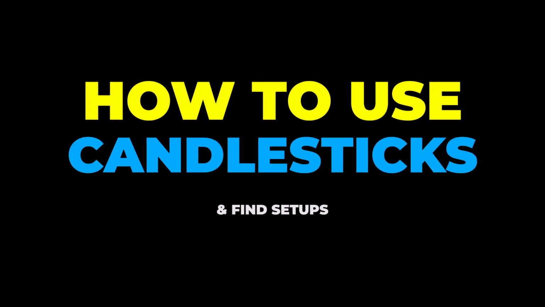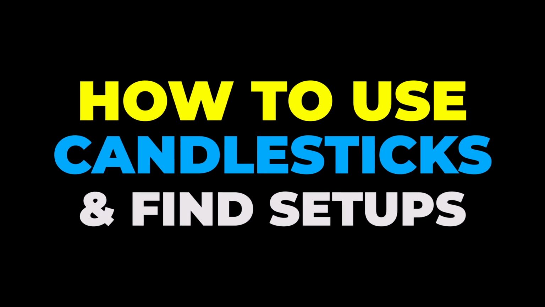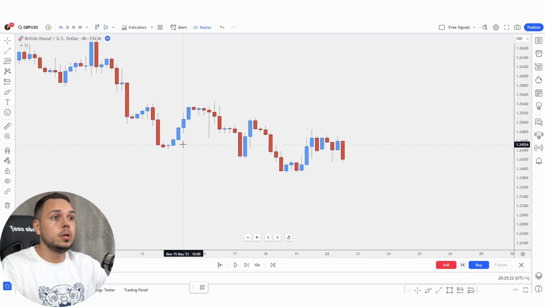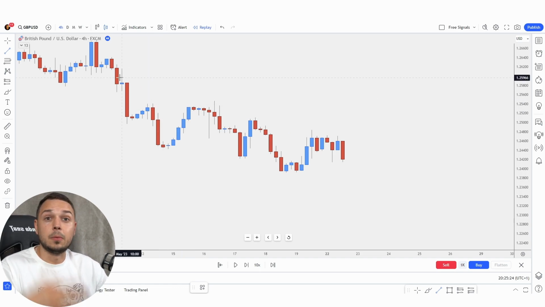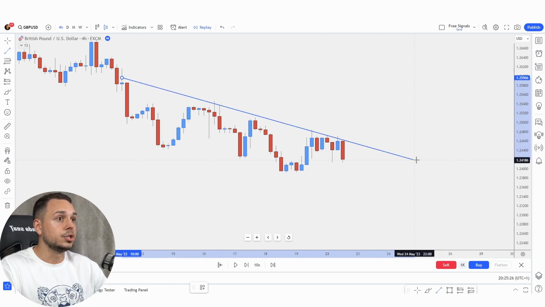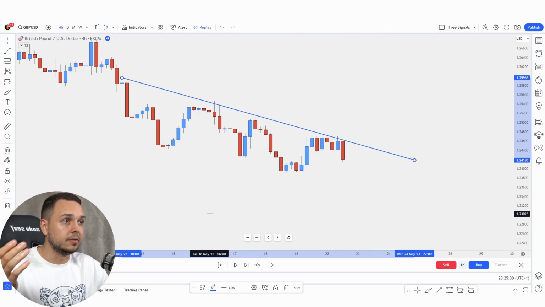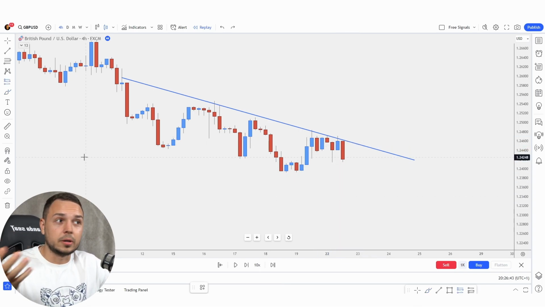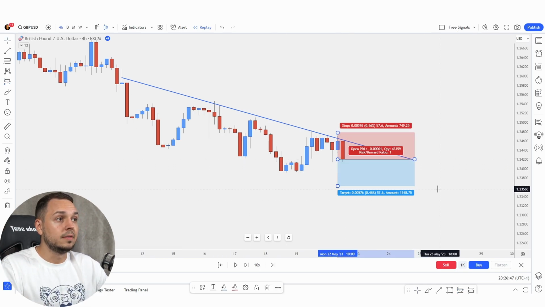Okay, so now let me show you how to use candlesticks properly and find some profitable trading setups. I'm currently on GBP USD, the 4-hour time frame, and what do we see? This is a naked chart, and I do see a nice little trend moving towards the downside. Currently the main candlestick of interest is the bearish engulfing one, and since the overall market direction is towards the downside, we can consider selling this trade.